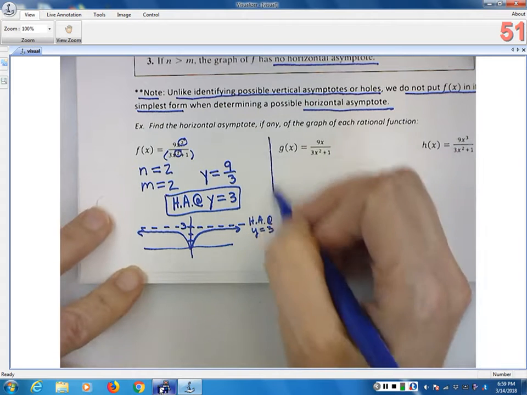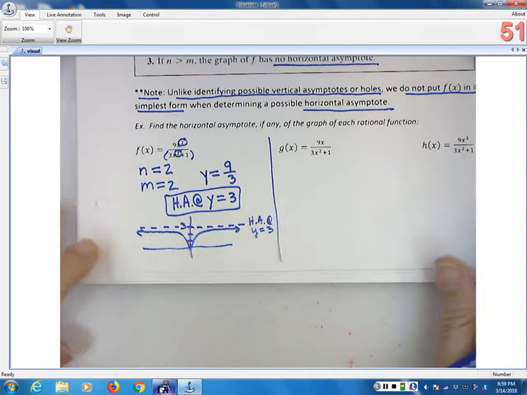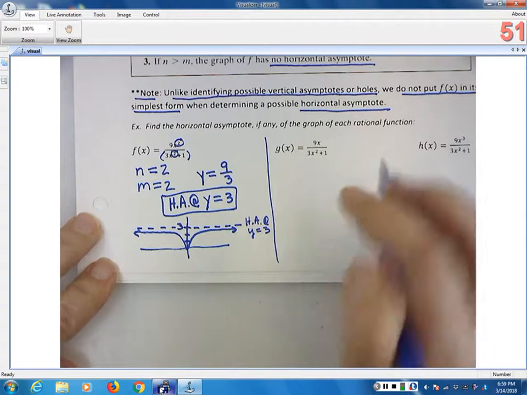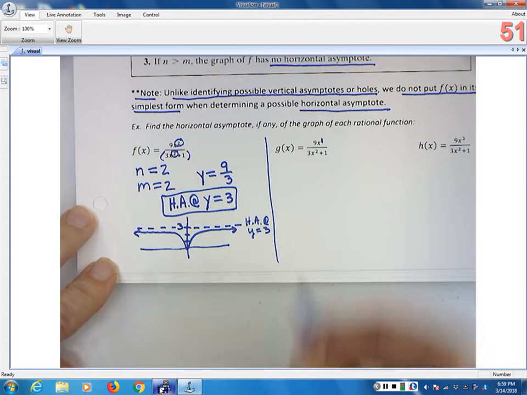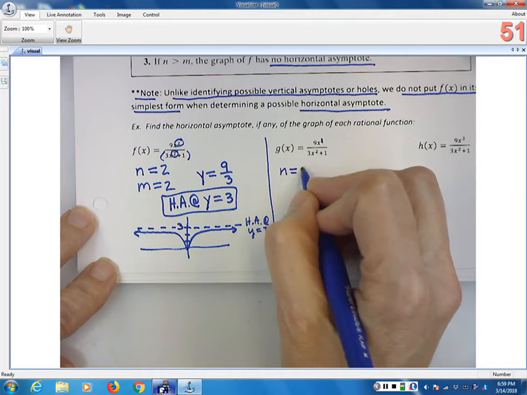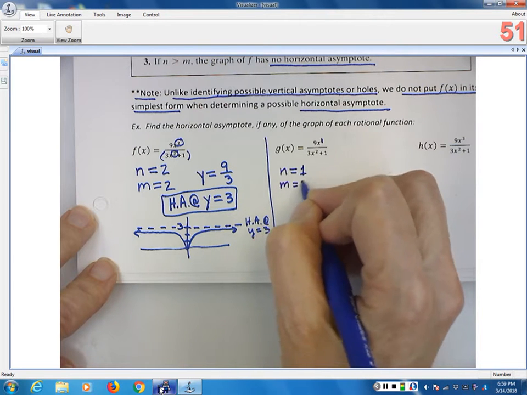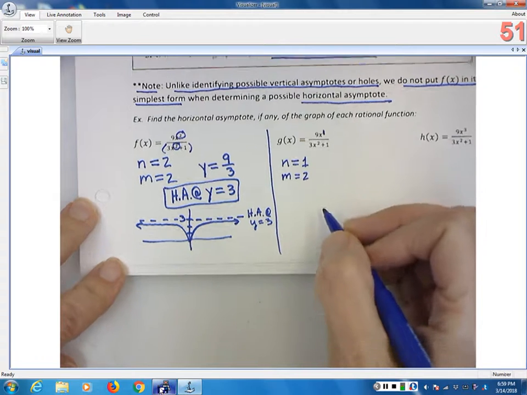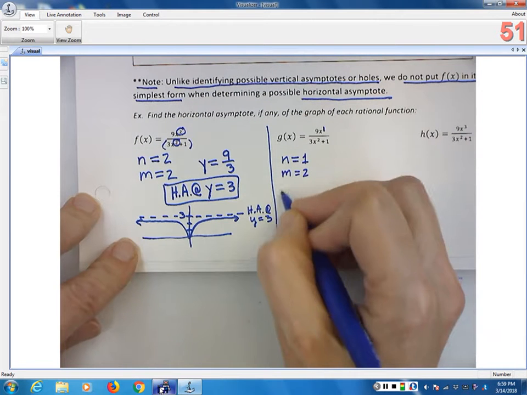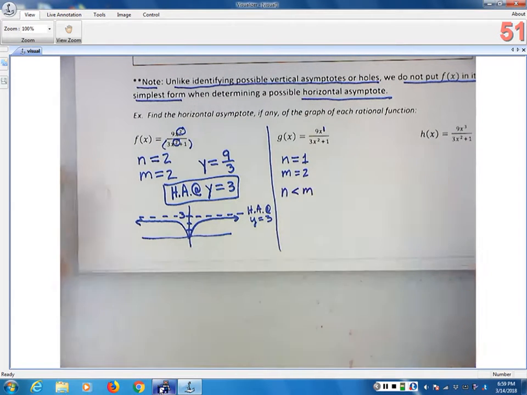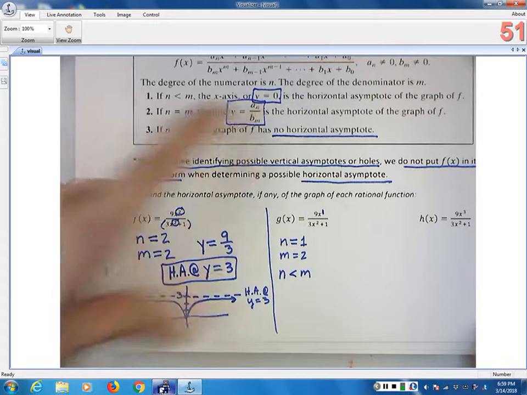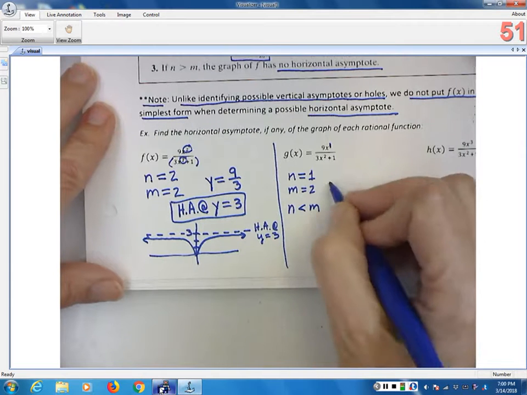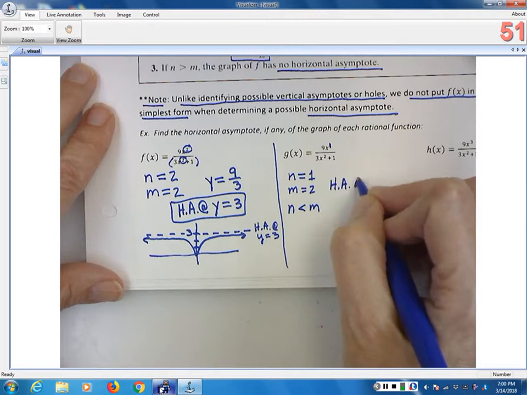All right, so we don't have to simplify, don't have to factor. In fact, these things don't factor. All you do is there's an understood exponent of 1, watch that, okay? N, the degree of the numerator, is 1, M is 2, the highest exponent on the denominator is 2. N is less than M, so we follow rule number 1. Rule number 1 says the x-axis, or the line y equals 0. So we have a horizontal asymptote at y equals 0.